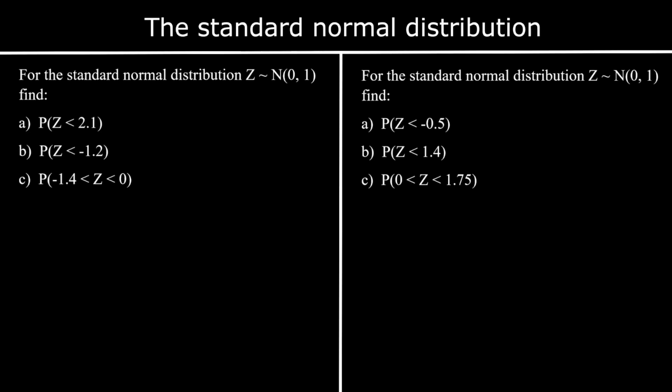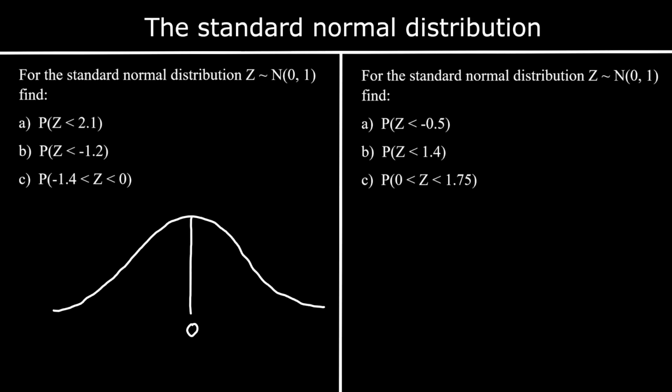In this video, we are going to introduce the standard normal distribution. So the standard normal distribution is a normal distribution. So it takes this bell-shaped curve. And for the standard normal distribution, the mean is always 0 and the standard deviation is always 1. So it's a type of normal distribution where the mean is 0 and the standard deviation is 1.